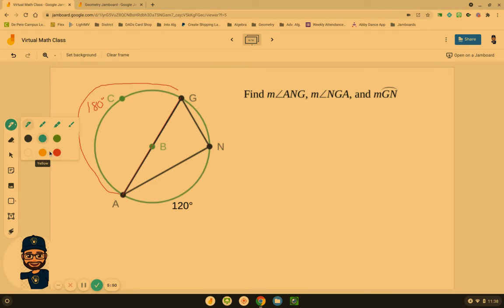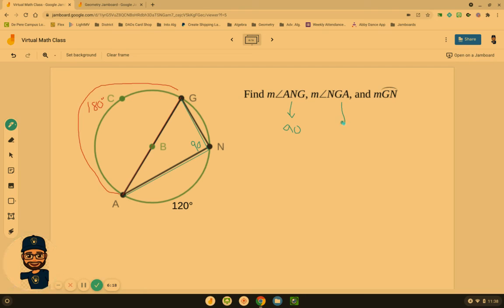Now, is there an angle that uses A and G? You bet. A to N to G. They use the endpoints A and G of that arc. It's an inscribed angle, which is half. So this down here would have to be 90. ANG, oh, we found it right there. ANG is 90.